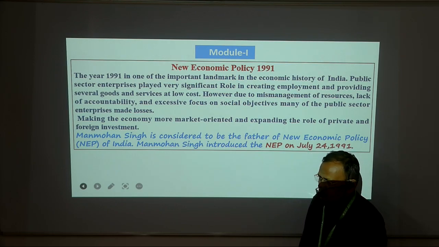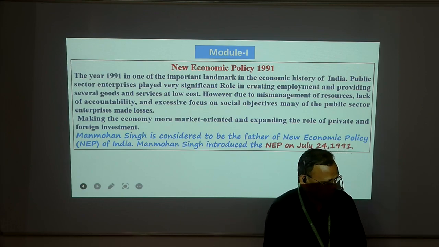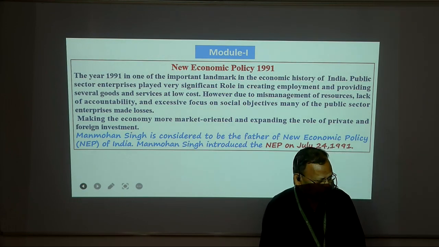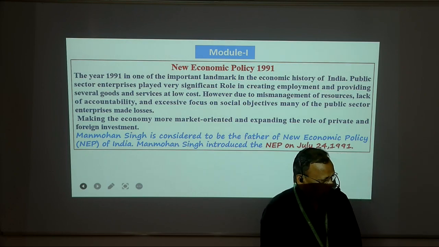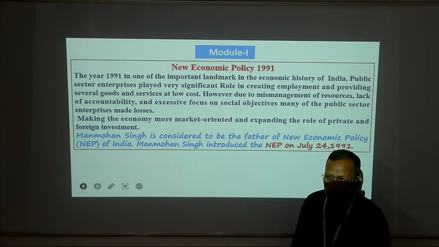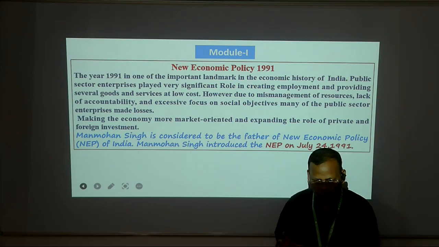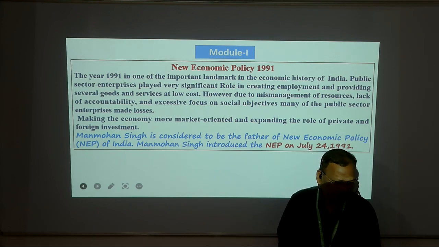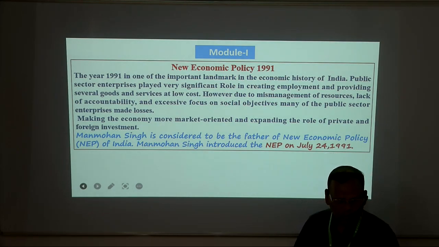Public sector enterprises played a very important role in creating employment and providing several goods and services at very low cost of production. However, due to mismanagement of resources, lack of accountability, and excessive focus on social objectives, many public sector enterprises made losses. Making the Indian economy more market oriented and expanding the role of private and foreign investment, the government of India started to open the economy to the globe.